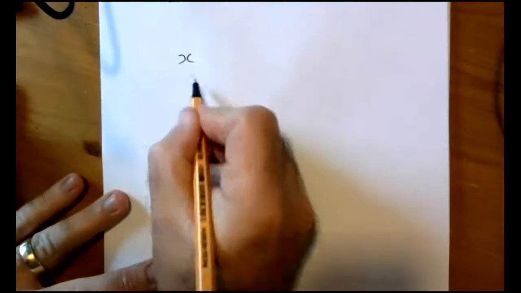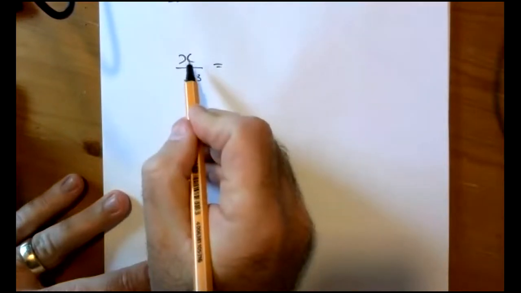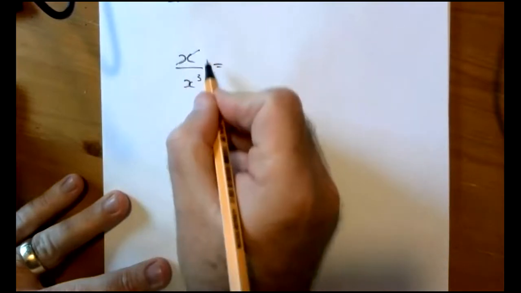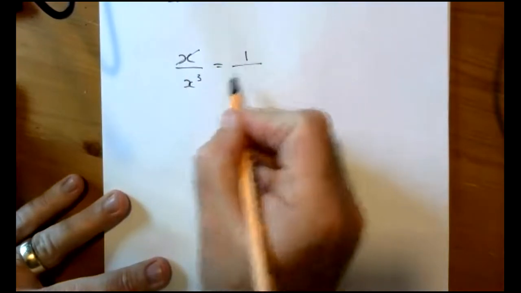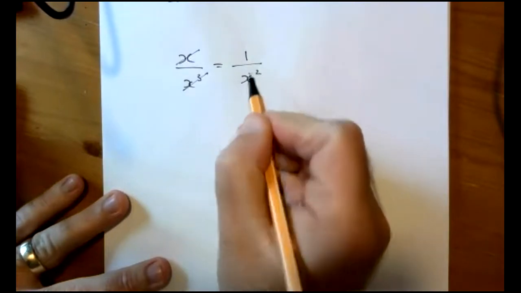So our first one, x over x cubed. If I notice what's common to both top and bottom is an x. So if I divide this by x, I end up with 1 on the top. If I divide x cubed by x, I have x squared on the bottom.